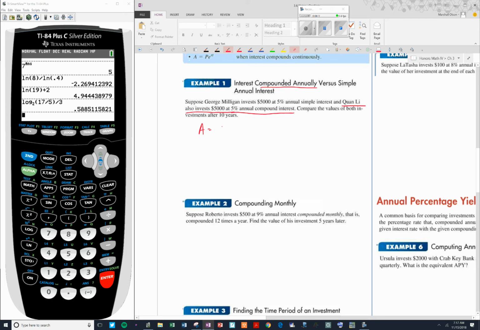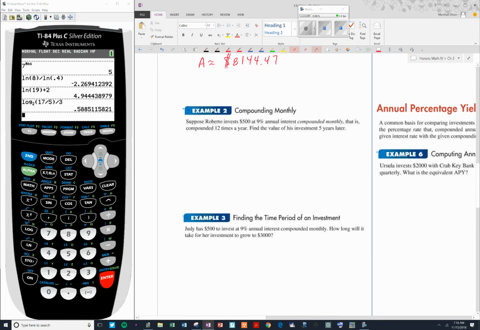So $5,000. Our rate is 5%, so it's going to be 1.05. It's our growth rate. And we're going to take this to the 10th. If you're writing a model first, you'd call that t, but since we just want to answer how much it is after 10 years, we'd call that 10. And if you put that in your calculator, you get $8,144.47. We're going to round to the hundredths here because we're dealing with money.